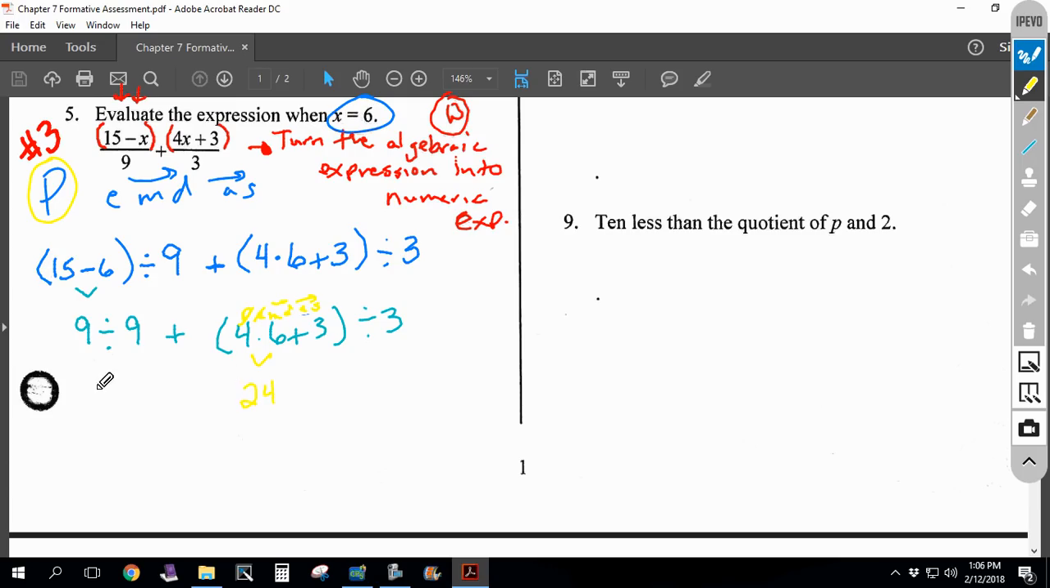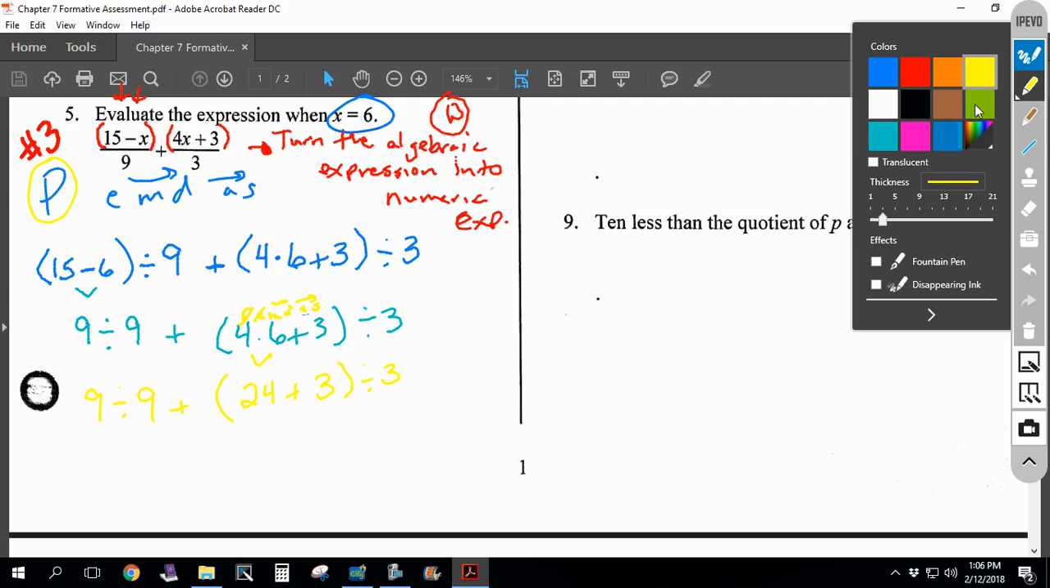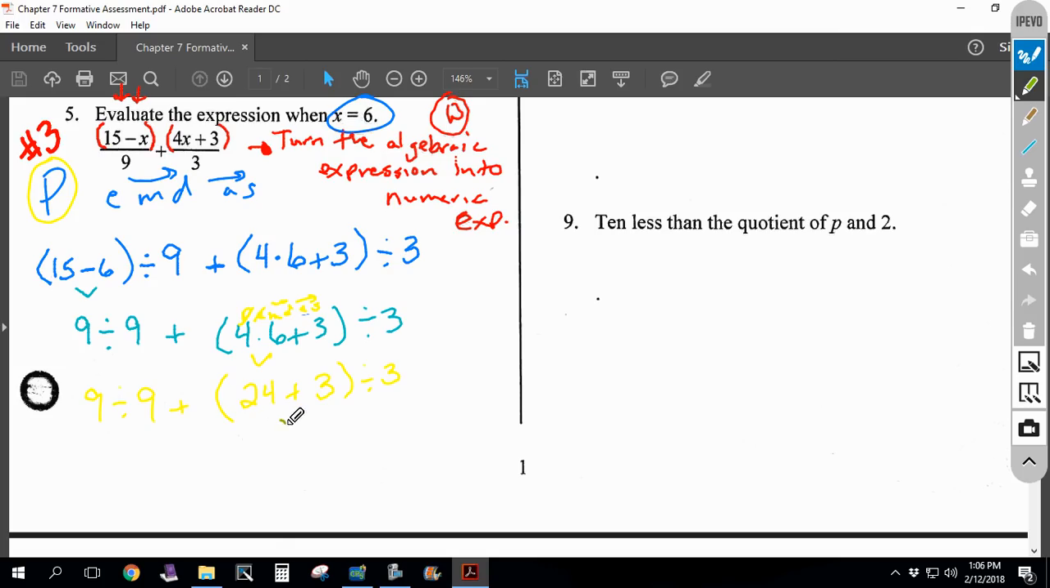Now, just remember, I have to leave the parentheses on there until I get it to one number. So I bring down everything, 9 divided by 9 plus. Now I'm ready to finish these parentheses off here. It's going to be 24 plus 3 is 27. Bring down everything, 9 divided by 9 plus 27 divided by 3. I'm finally done with my mini PEMDAS, and I'm finally done with the big PEMDAS.